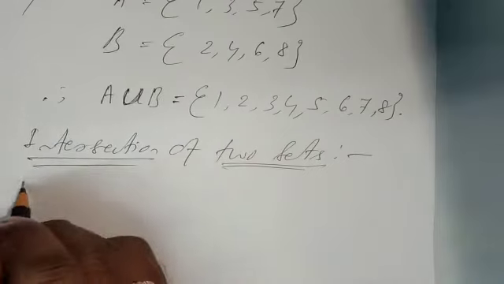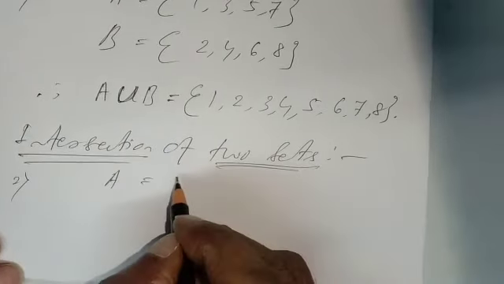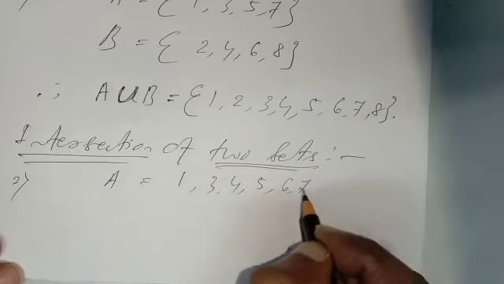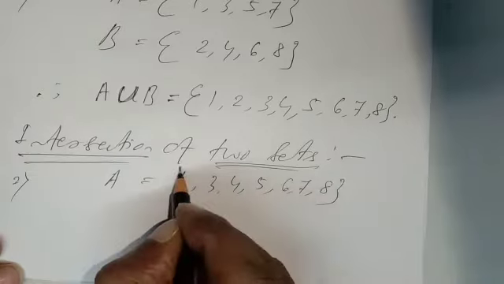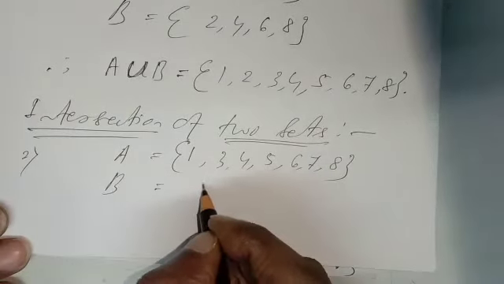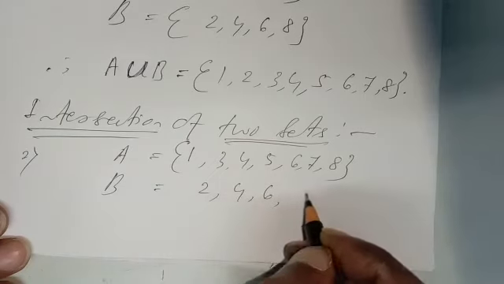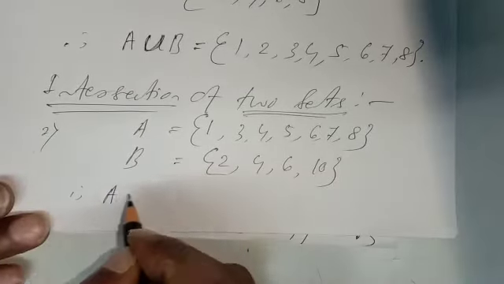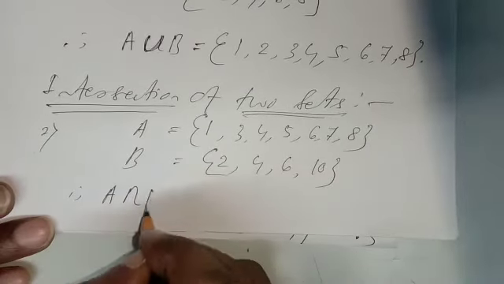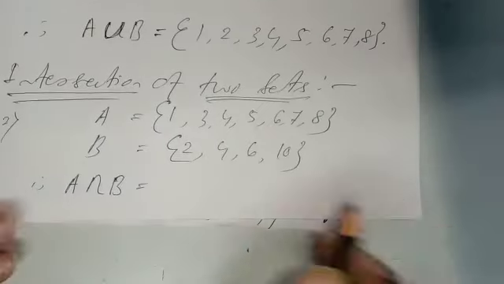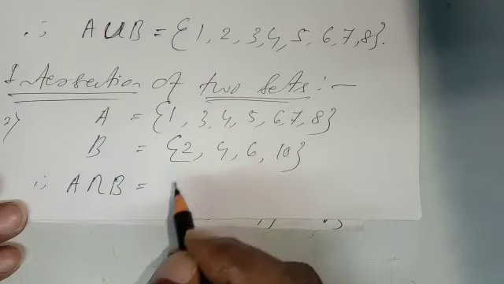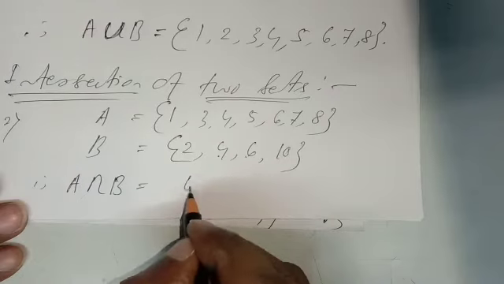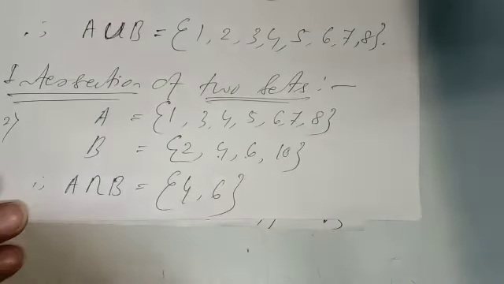Suppose A is a set having elements 1, 3, 4, 5, 6, 7, 8. Okay. And B is a set having 2, 4, 6, 10. Now tell what are the elements which are common between the sets A and B. A intersection B means the common elements present between the sets A and B. Now tell me what are the common elements. 4 is common, 6 is common, only 4 and 6. That means {4, 6} is the answer.